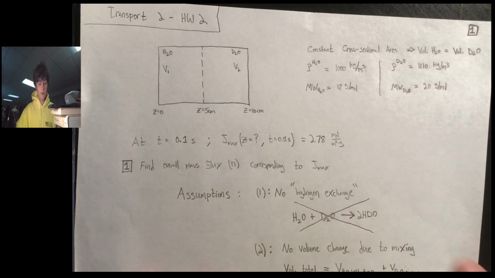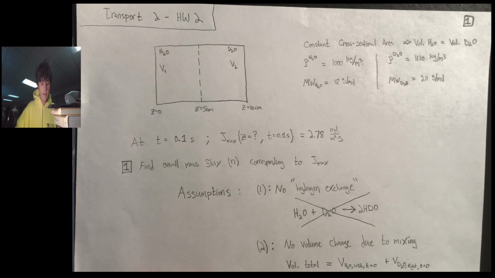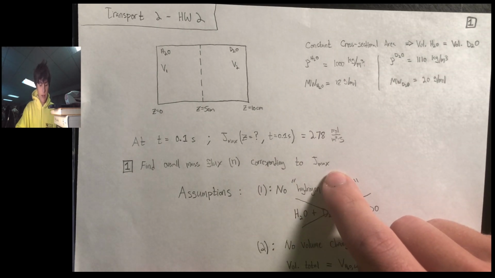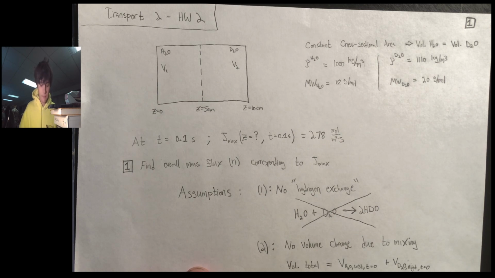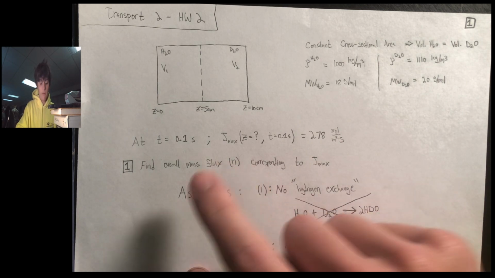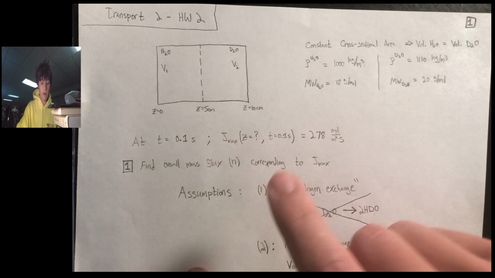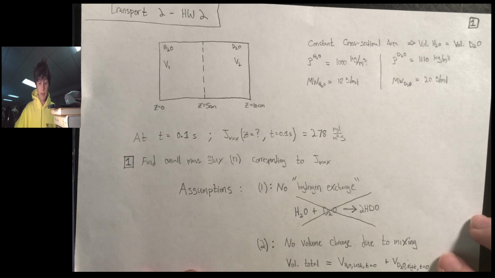And so the first problem is we need to find the overall mass flux, which is denoted with this little n, that corresponds to the maximum molar diffusion flux, meaning that mass flux is also a function of position and time. The overall mass flux corresponding to the maximum molar diffusion flux will occur at the same location at the same time. And so we're going to start off with some assumptions.